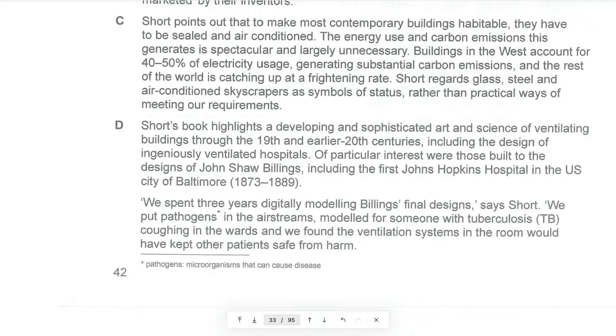And then what? And then they found that the ventilation systems in the room would have kept other patients safe from harm. That means that the ventilation system was really good. It could help keep the other patients in the same room safe. Okay? That means that they will suck up all of the microorganisms or the pathogens in that ventilation system, and then they can protect the other patients.